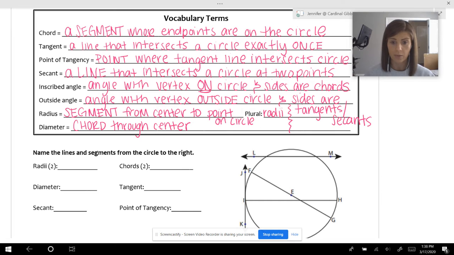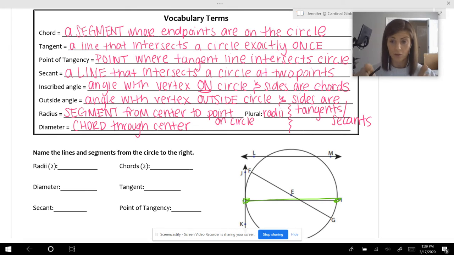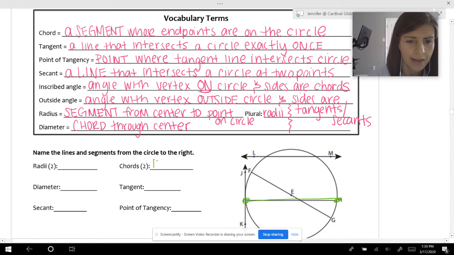So if you look at this picture here, for example, IH, that segment right there, that's a chord. It's not passing through the center, it's just going from one side of the circle to the other side of the circle. So one of the chords in this picture would be segment IH. That little line on the top just means segment.